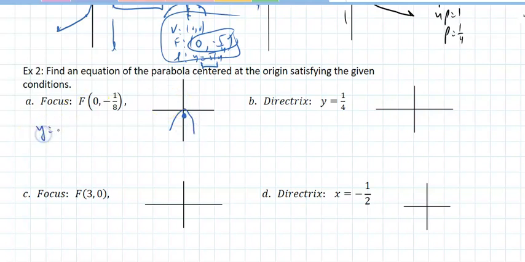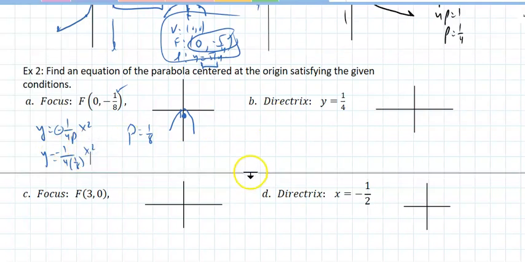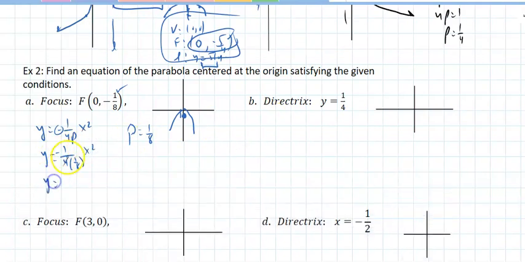That means it's y equal negative 1 over 4p x squared. And what's p? P is 1 over 8. I already put a negative. So y equal 1 over 4 times 1/8 x squared. And what would that be? Negative 2x squared. There it is. Got it. So it's a lot easier to go from the information or from the graph to the equation.